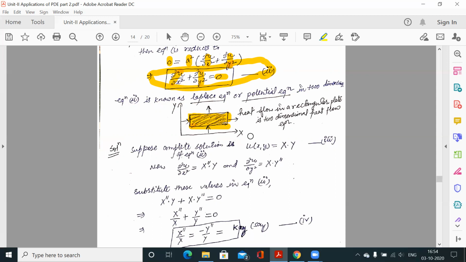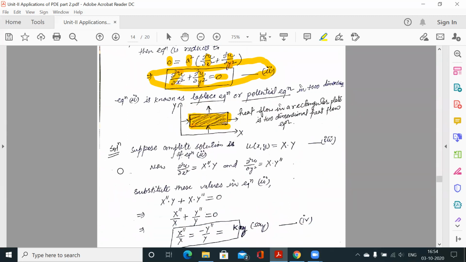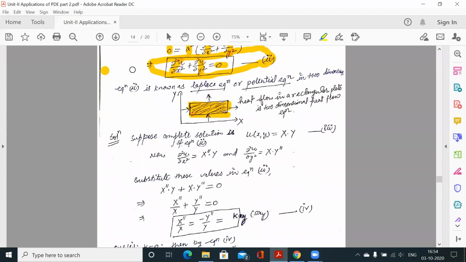So it is independent of time. So that's why del U over del T is equal to 0. So only these terms are left. Del 2U over del X square plus del 2U over del Y square is equal to 0. So if you have been asked to solve the Laplace equation, you have to write this equation. This is the Laplace equation. But what is the Laplace equation? The Laplace equation is a particular case of the heat equation, the two-dimensional heat equation. So it is a heat equation. Now, this is our question, and you have to solve this, and you know how to solve this. We first assume our complete solution as a product of two functions.